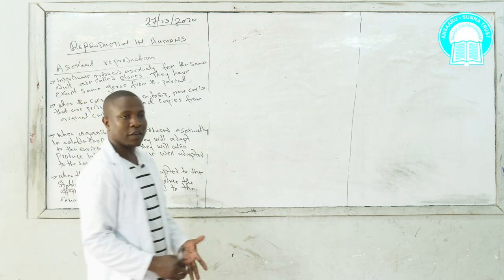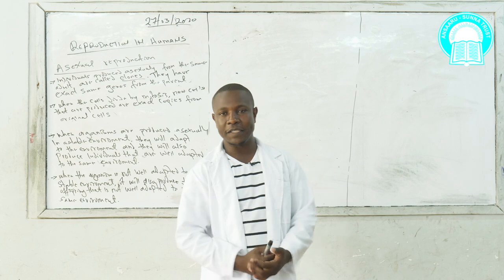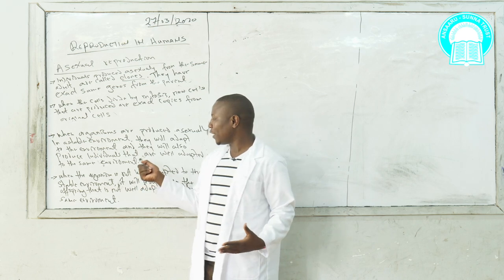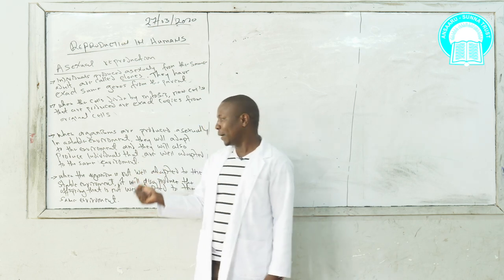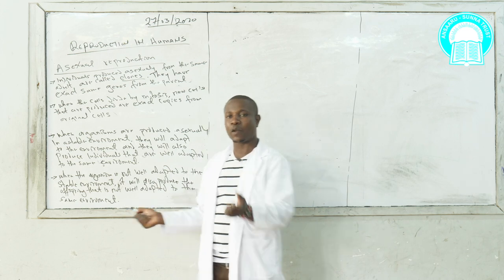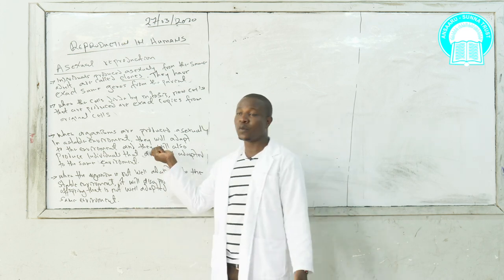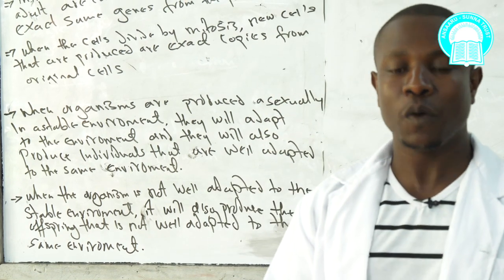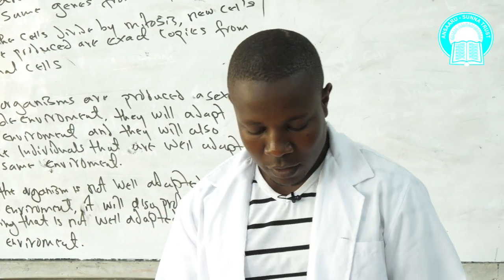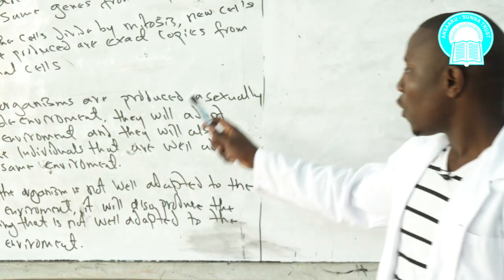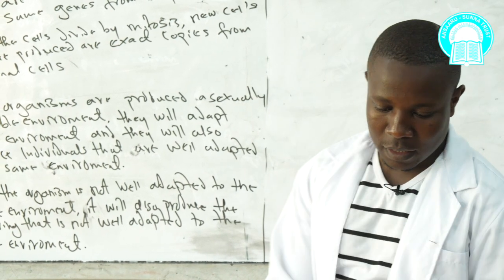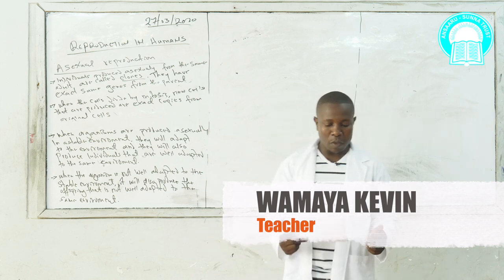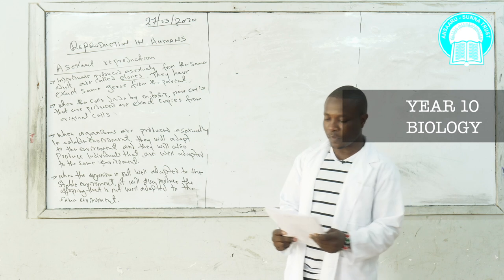And all this we say that is what? It is survival for the fittest. When we talk about survival for the fittest, is that this organism was able to survive in harsh environmental condition, but this one was unable to survive in harsh environmental condition. So this one will die, and this one will do what? Will survive. And we call it survival for the fittest. You either adapt or you die. So that's what we talk about the asexual reproduction.